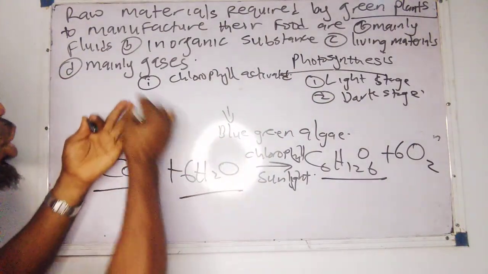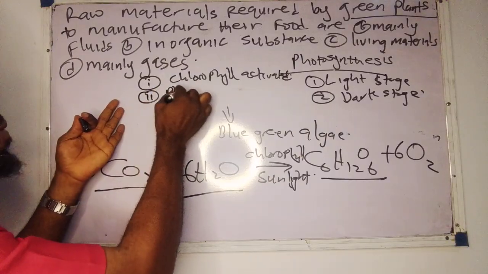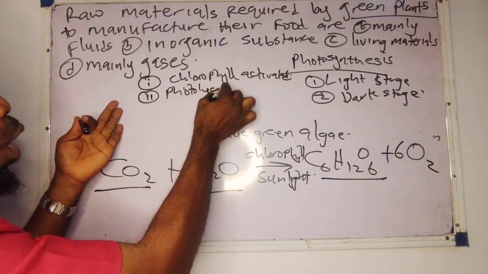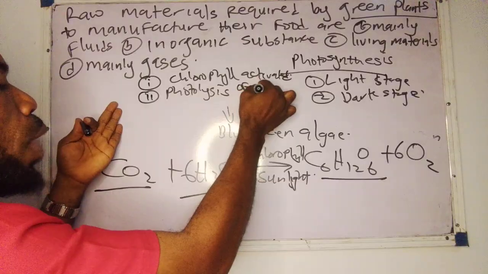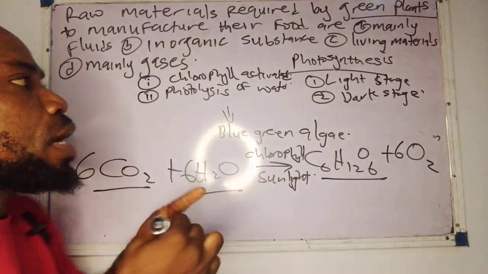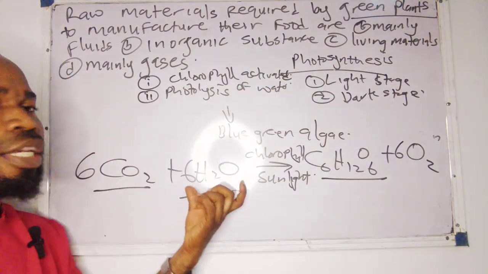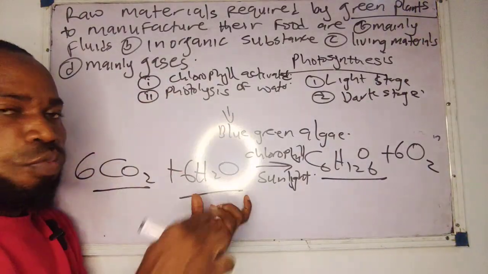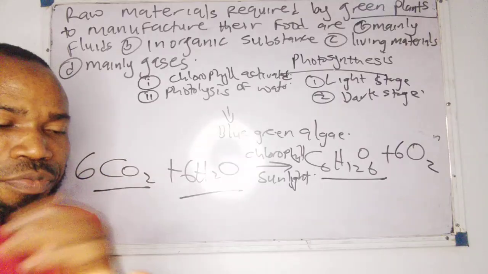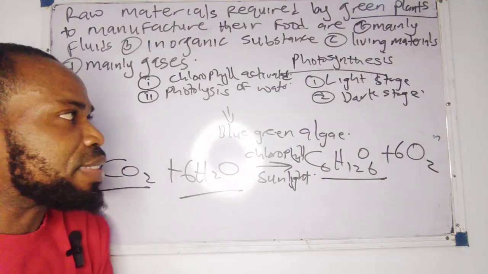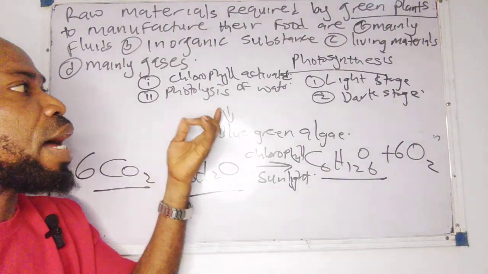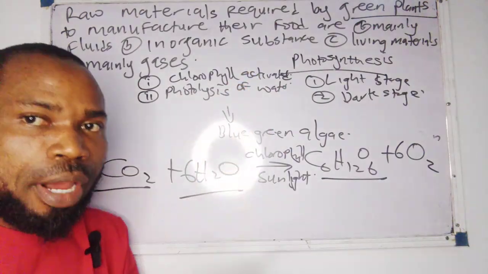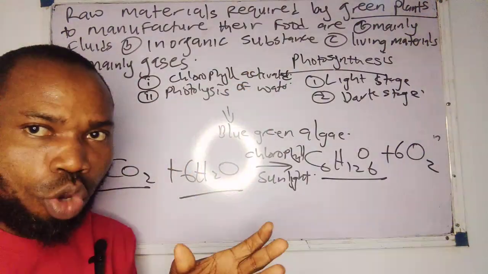That energy now helps in the photolysis of water. What that means is that in the presence of sunlight, water splits. That is where this water is coming from. So photolysis of water: first of all, the chlorophyll is activated, then photolysis of water takes place. What does photolysis mean? It means the splitting of water in the presence of light. That's where this photo is coming from.